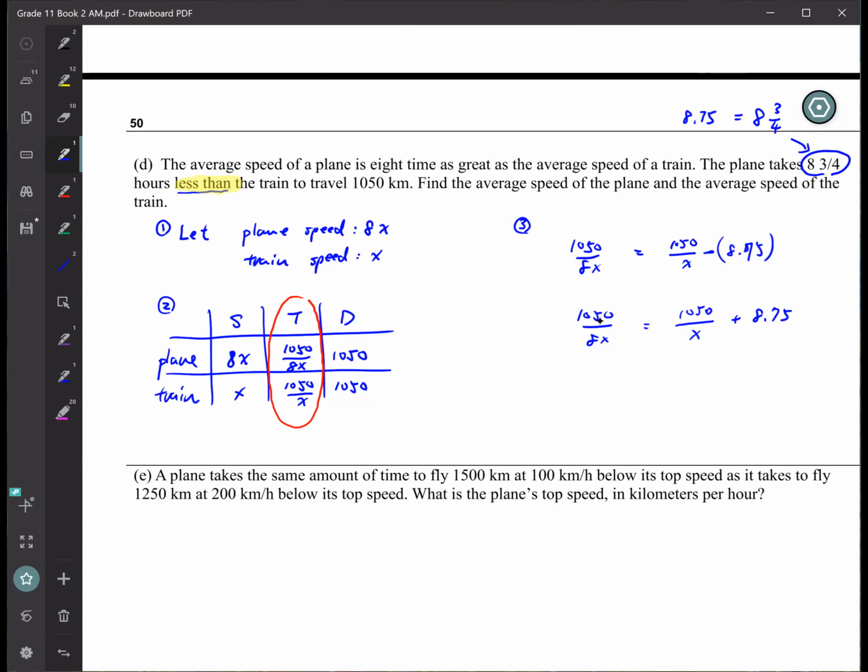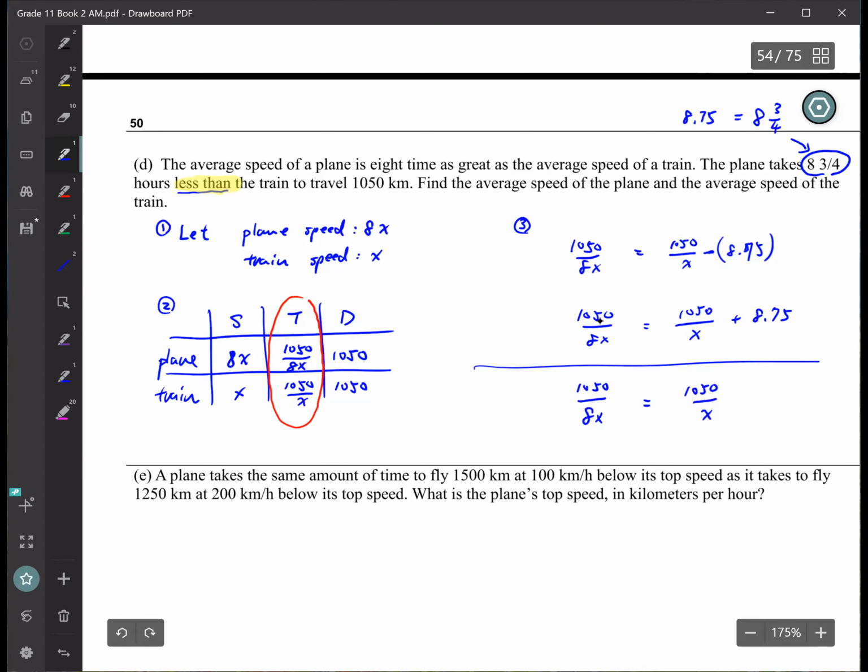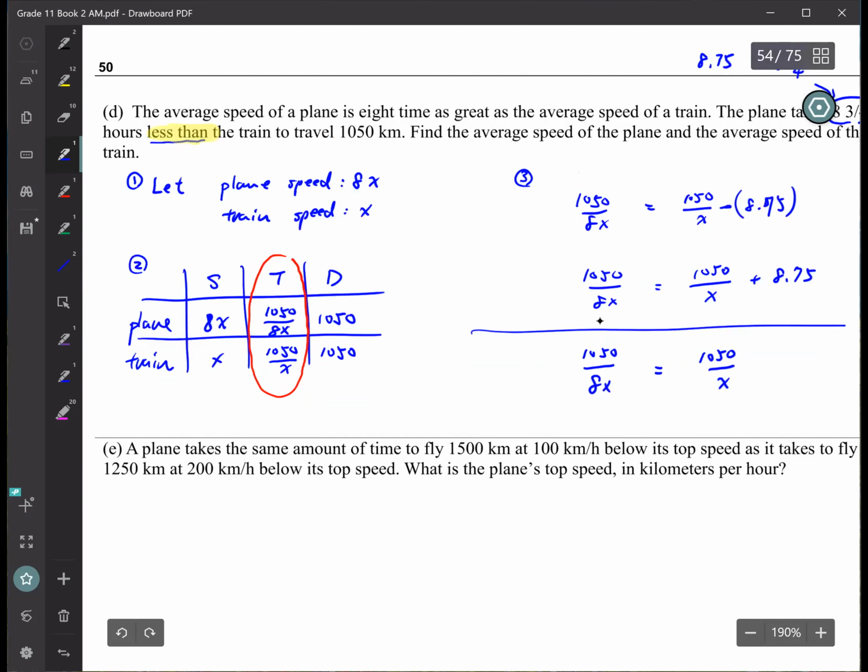Okay, let's go over. Maybe it's still a little bit confusing whether we should add or subtract. Make sure you understand how to figure out this balance thing, how to make them equal before you start your homework. Here we have 2 times. Let's just focus on the bottom part. The left side is the time for the plane. We get it from the table.